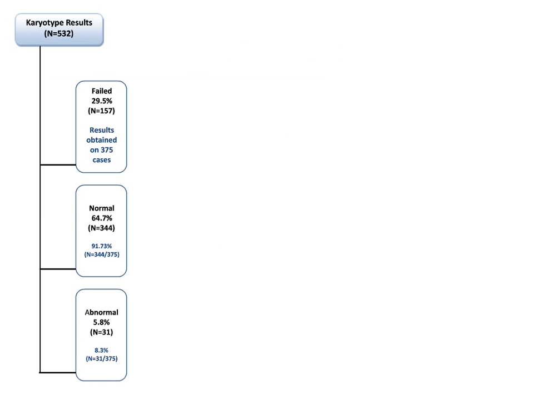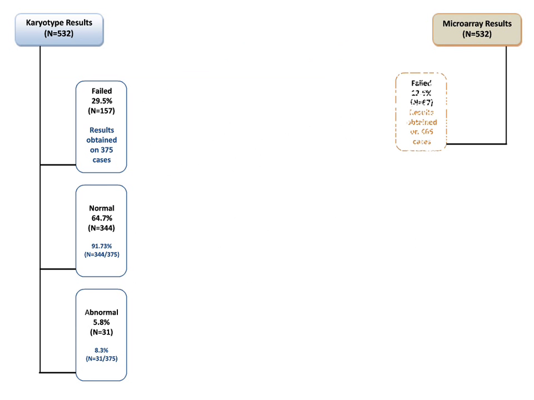532 karyotypes were done, and straight away you can see a failure rate of just under 30%. Normals were about 64.7%, and abnormals were about 5.8%. The same number of microarrays were done on the same patients, and here you see straight away the failure rate being about 12.6%, and that is statistically significant.